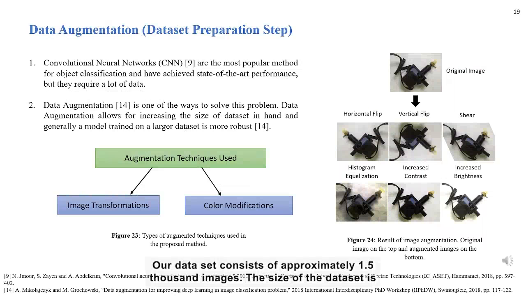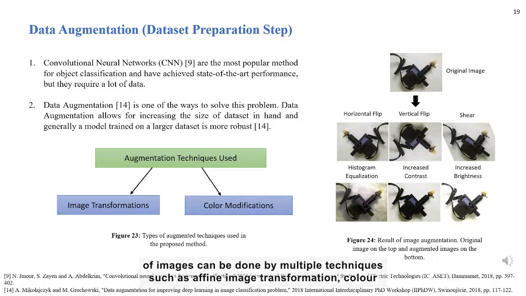Our dataset consists of approximately 1.5 thousand images. The size of the dataset is quite small. Deep neural networks require more data compared to other machine learning approaches. To increase the size of our dataset, we utilize data augmentation.